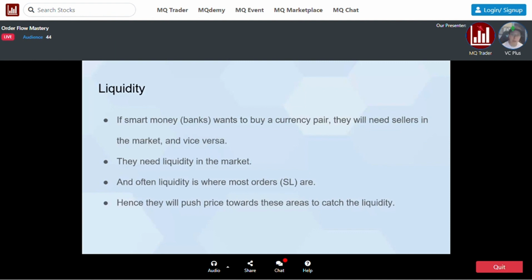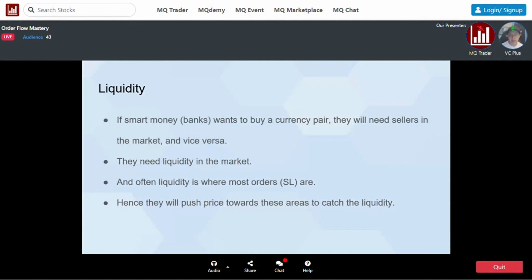So when we talk about liquidity in the smart money concept, or in the order flow principle, we are often talking about smart money, the bigger players in the market. Today, if a bigger player would like to buy a specific asset, whether it is a currency pair or a commodity or whatever it is, they need to find an equivalent amount of sellers.